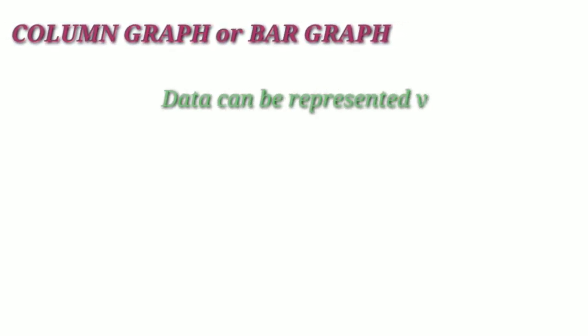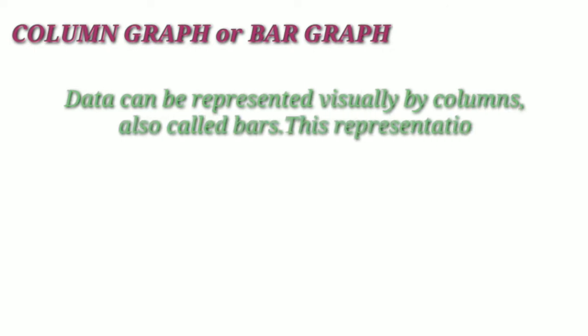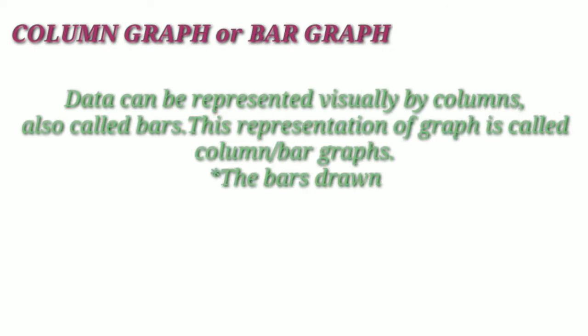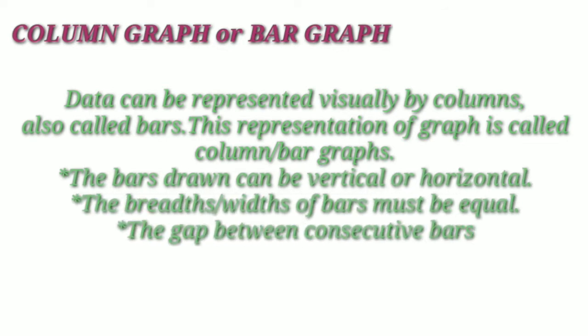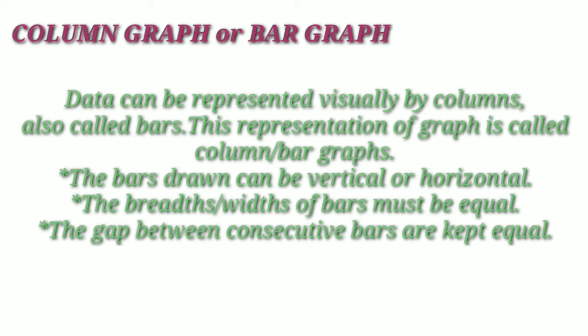Column graph, also known as bar graph. Data can be represented visually by columns, also called bars. This representation of graph is called column graph or bar graph. The 3 most important points which should be considered while preparing the bar graph are: the bars drawn can be vertical or horizontal. Second, the breadth or the width of the bars must be equal. Third, the gap between the consecutive bars are kept equal. Clear?